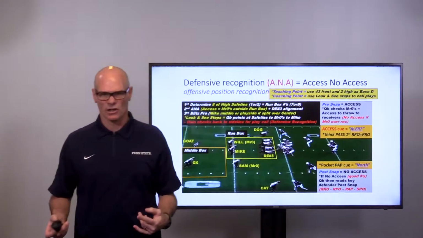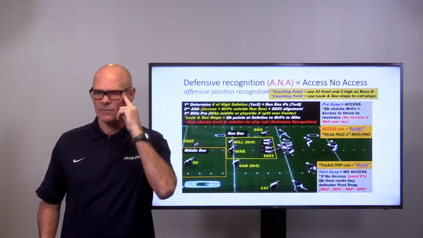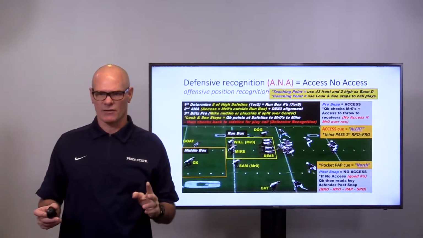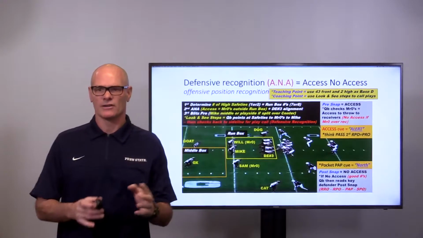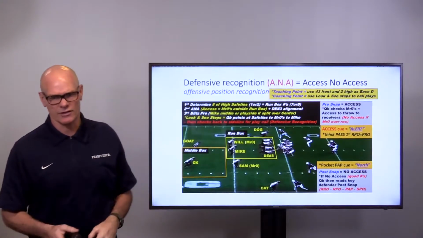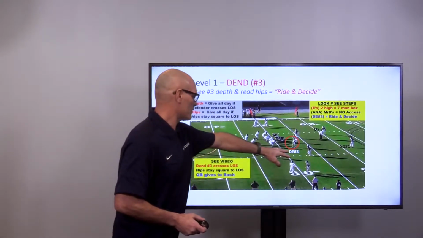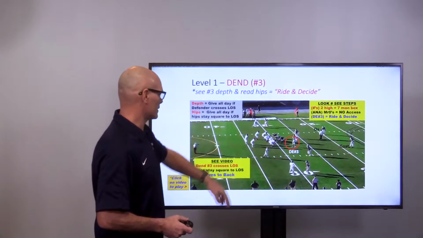Again, we can use an alert cue to change our RPOs into PRO thinking, meaning same action, same everything, but you're telling the quarterback now to think pass first and run second. Here's some examples of first level now, reading that defensive end with split zone.